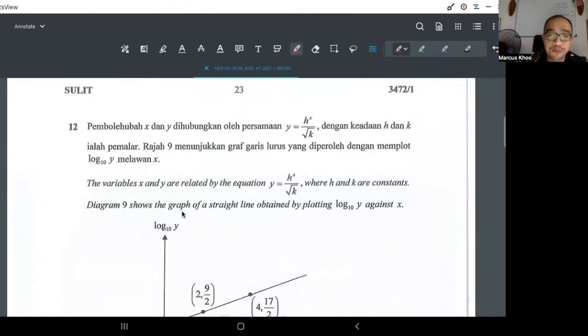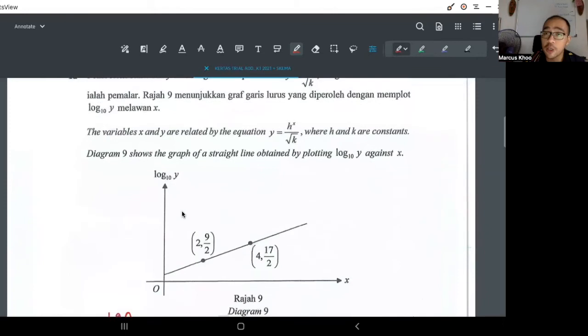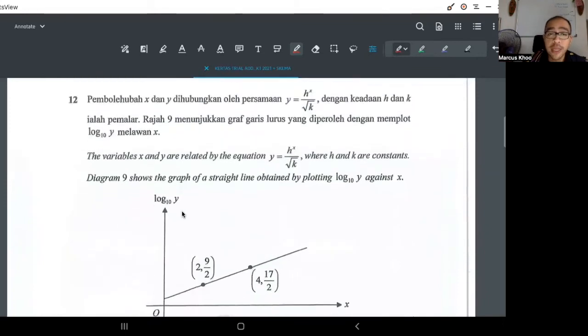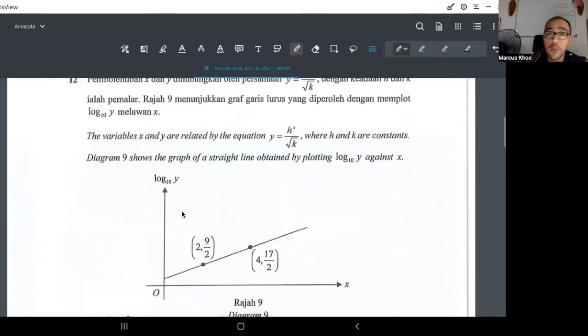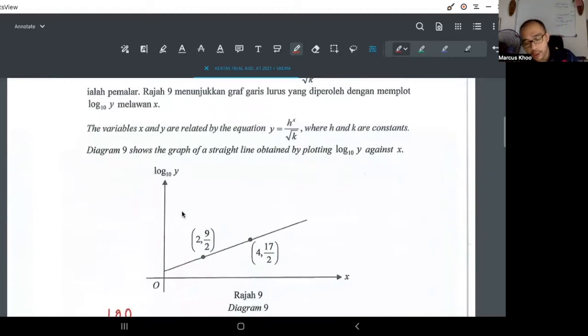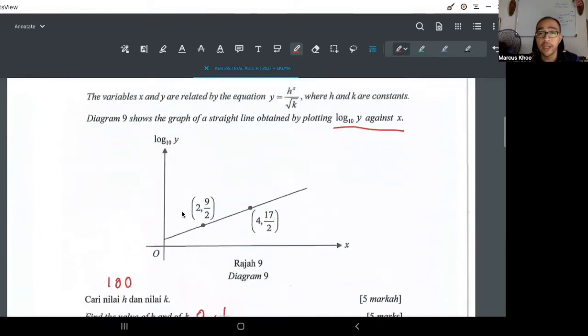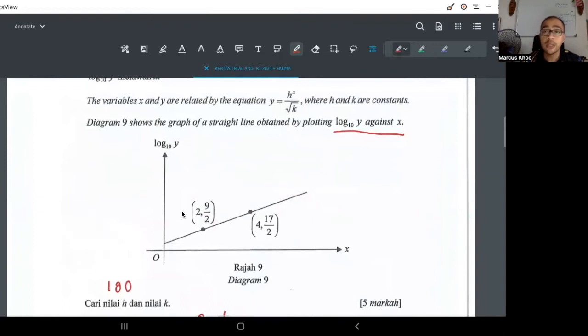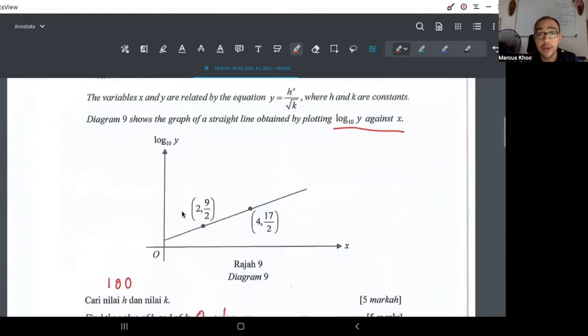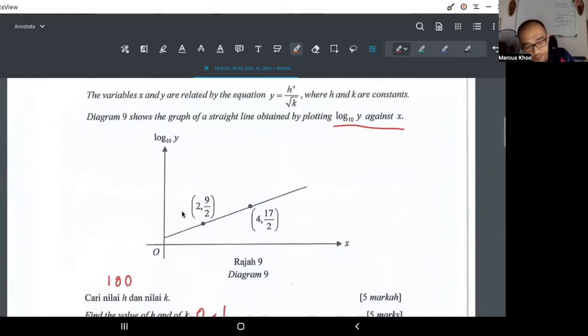Question number 12. Okay, this is a linear law question. The variables x and y are related by the equation y equals h to the power x, where h and k are constants. Then you plot log 10 y against x. You're given the two, this one. Find the value of h and k. So this one, if you answer enough paper 2 questions, you know that probably has something to do with the gradient. So let's change this.